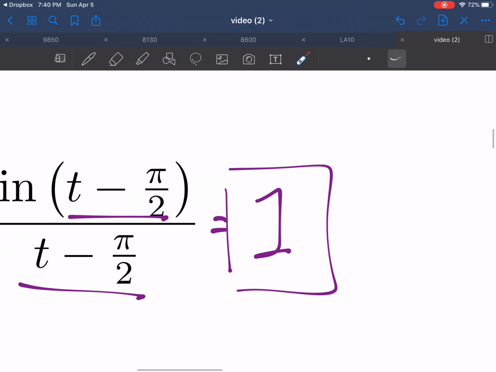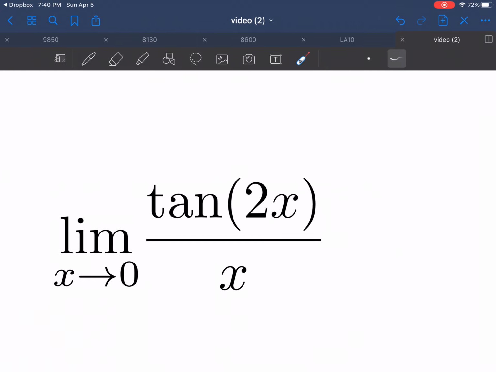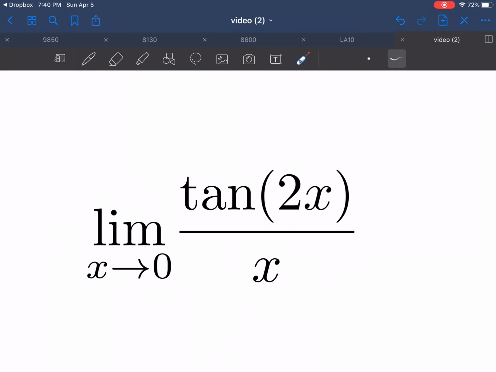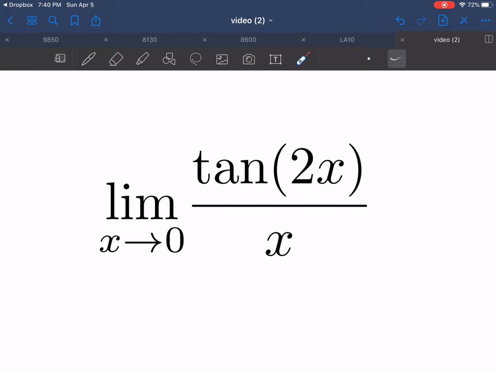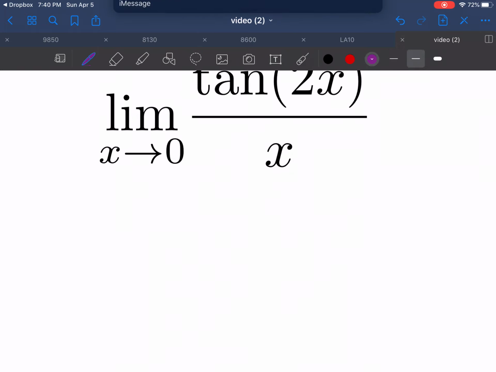Then we've got the limit as x approaches 0 of tangent of 2x over x. Your first instinct may be to do this exactly like we did the other ones, but you have to remember, this is not a sine function. It's a tangent. So what we have to do is rewrite this. Tangent is the same as sine over cosine.